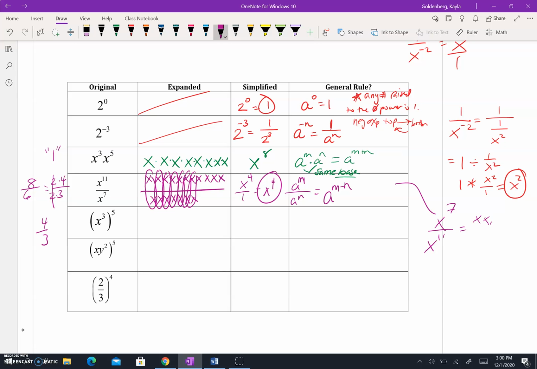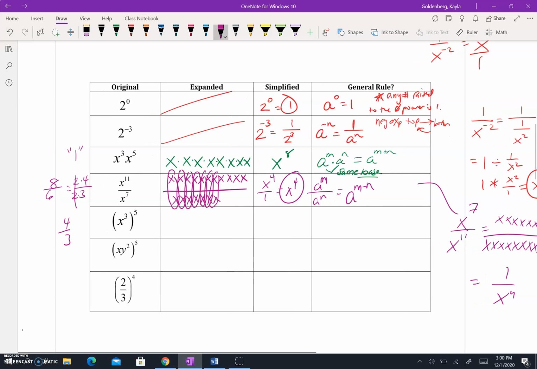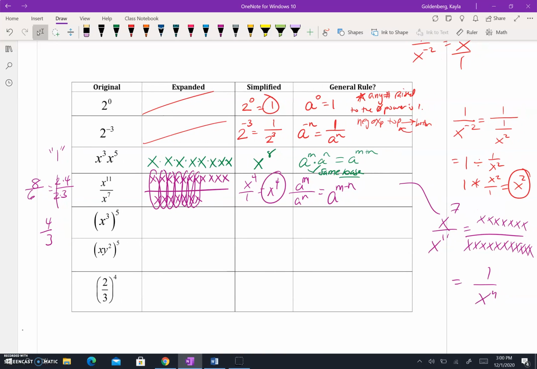Right, if you think about it, 3, 4, 5, 6, 7. 1, 2, 3, 4, 5, 6, 7, 8, 9, 10, 11. If you think about how that would simplify, that would become 1 over x to the 4th. So it's the same kind of thing except for in the bottom versus the top. I always think about it, whichever one has more x's, that's where it's going to end up being. Just kind of play that out.